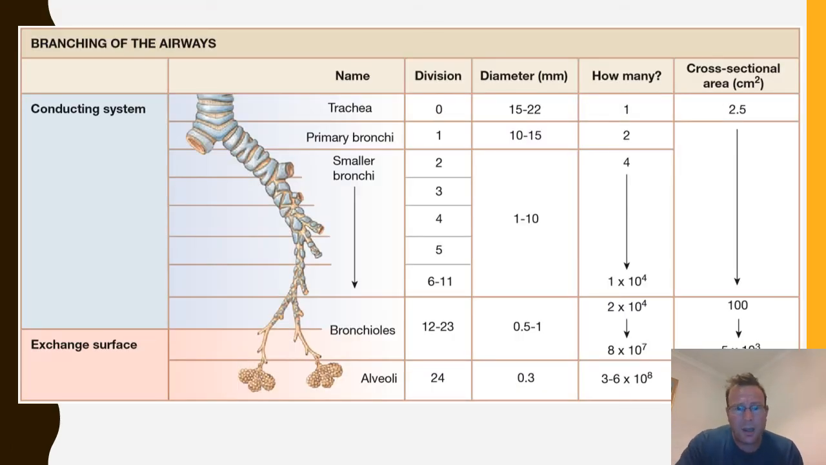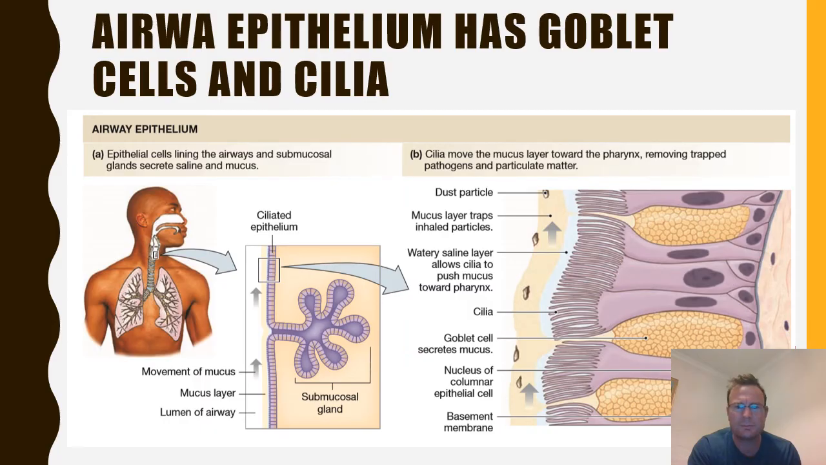So this picture just quickly illustrates the diameter of the various airways. You can look at the diameter of the trachea, 15 to 22 millimeters, the bronchi 10 to 15, and then you go right the way down and you see that at bronchioles you're less than a millimeter wide. So absolutely, the tree gets smaller and smaller. That might be worth mentioning in your essays when describing the structure.